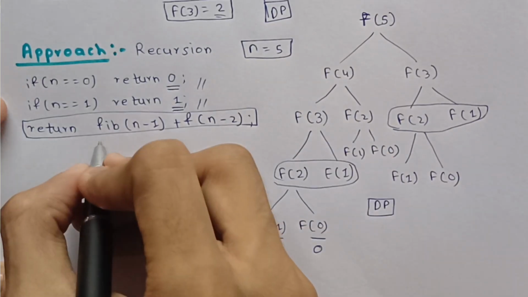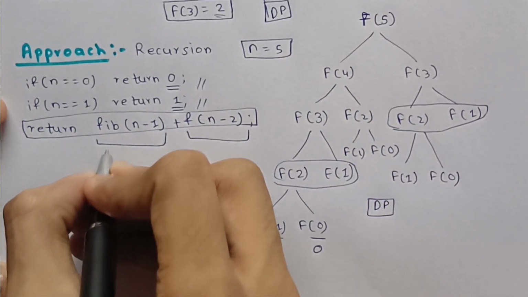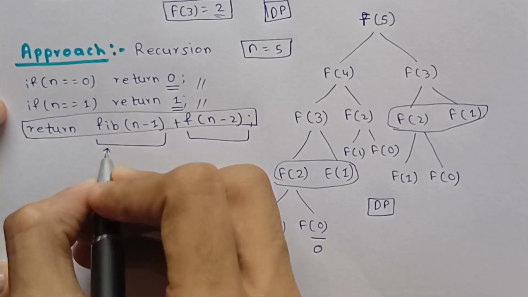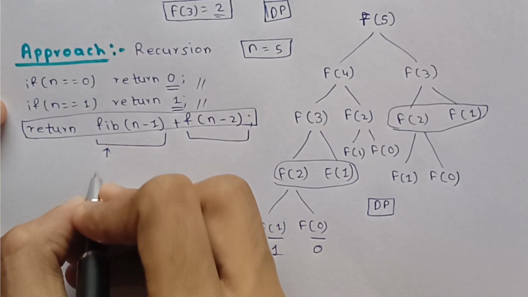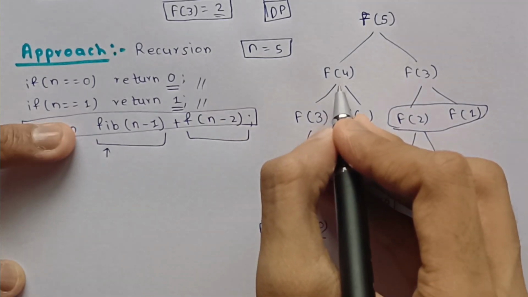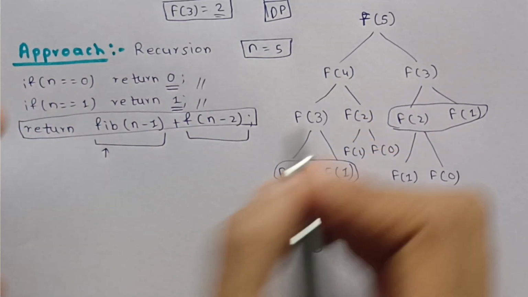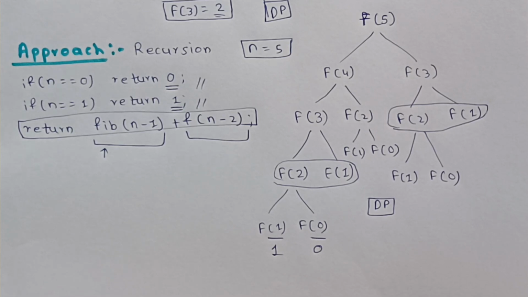So here f of n minus 1 plus f of n minus 2, this is a simple formula. But what we will do is simply call the function again and again, itself. Similarly here f of 4 is called and again broken down into f of 3 and f of 2, and like this it will be broken down. By using this approach we will solve the problem efficiently.